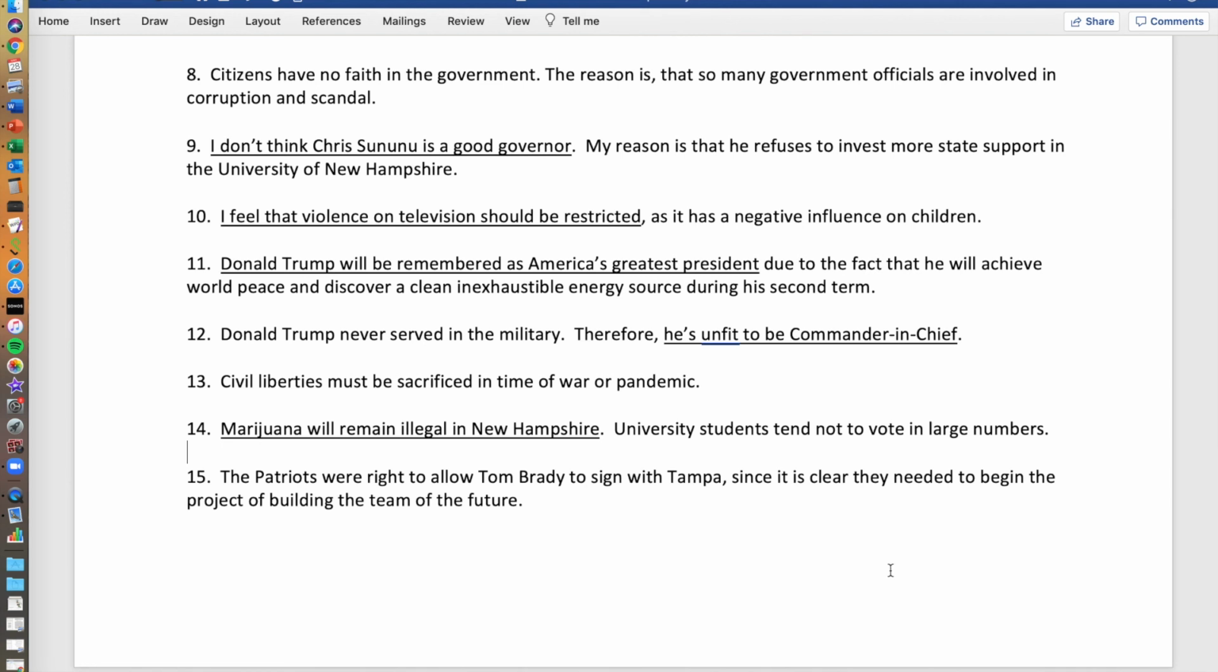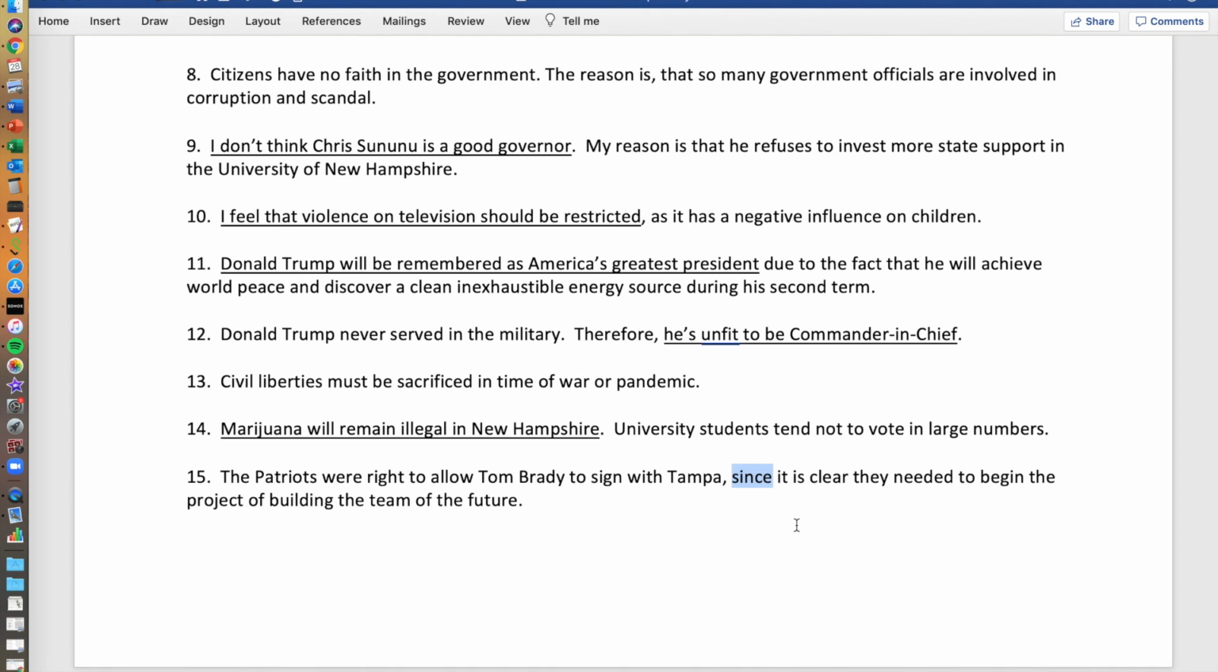And then finally, number 15, the Patriots were right to allow Tom Brady to sign with Tampa, since it is clear they needed to begin the project of building the team of the future. Okay? So here we have one sentence, but obviously two assertions or two statements, and we have an argument indicator, since. And if this is an argument, since would tell us evidence is coming up. That is, evidence follows since.